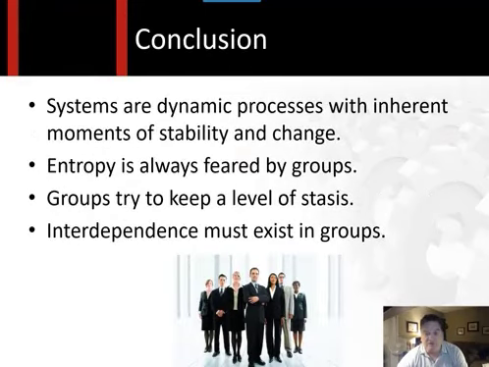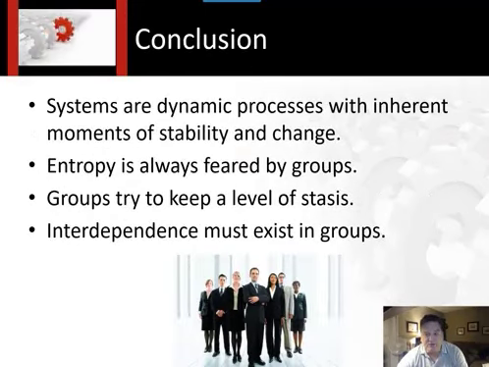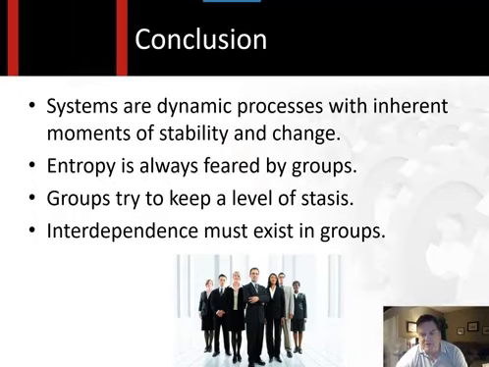To finish up here, systems are dynamic processes with inherent moments of stability and change. Entropy is always feared by groups and should always be avoided. Good groups will try to maintain a level of stasis and try to improve, and they'll look back and try to improve upon things year after year. And interdependence must exist in the group itself for it to be successful. And that is the end of this lecture.